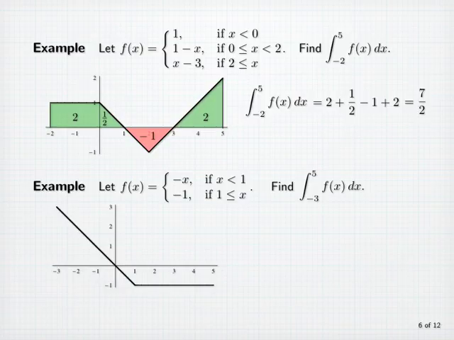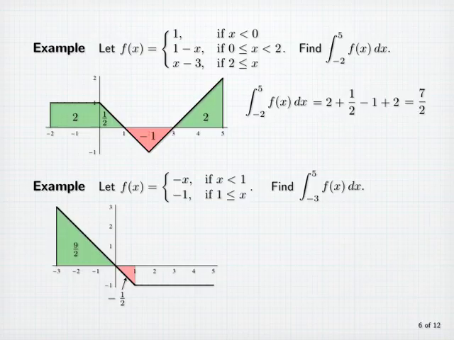and 5. Between -3 and 0, that region consists of a triangle with width 3 and height 3, and therefore its area is 1/2 of 3 times 3, or 9/2. Between 0 and 1, we have another triangle beneath the x-axis. Its area is 1/2, and so that contributes a -1/2 to the integral.